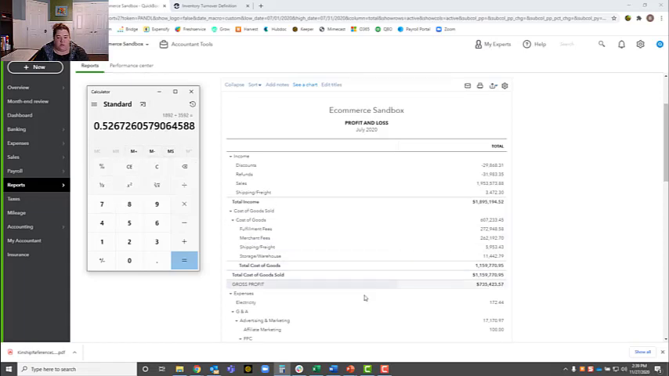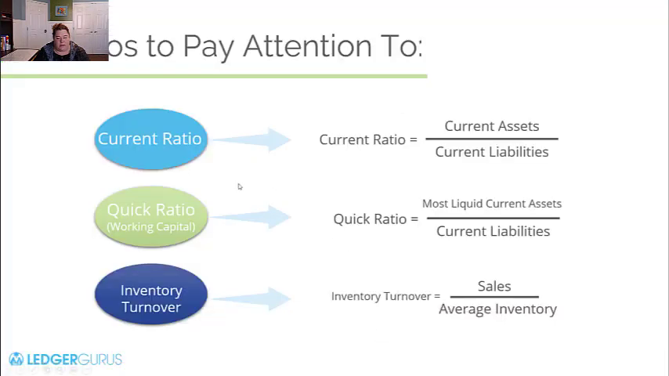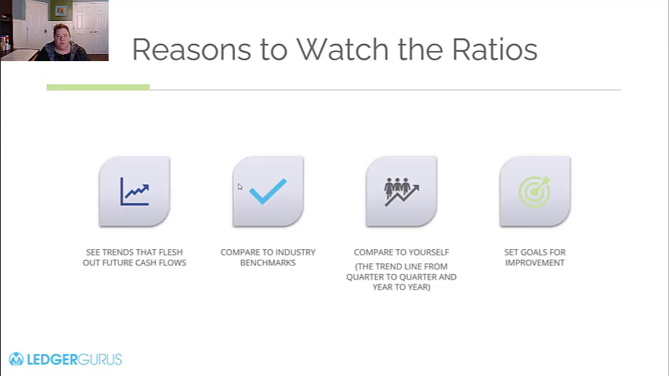Those kinds of turnovers are really valuable ways of understanding how effectively you're managing the assets of your business. So, ratios that help you understand your solvency, and ratios that help you understand your inventory and its aging and all that sort of stuff, I think are particularly valuable for e-commerce businesses. So, reasons to watch the ratio.